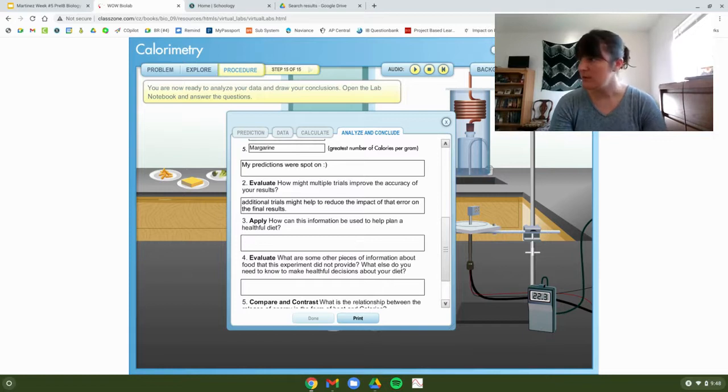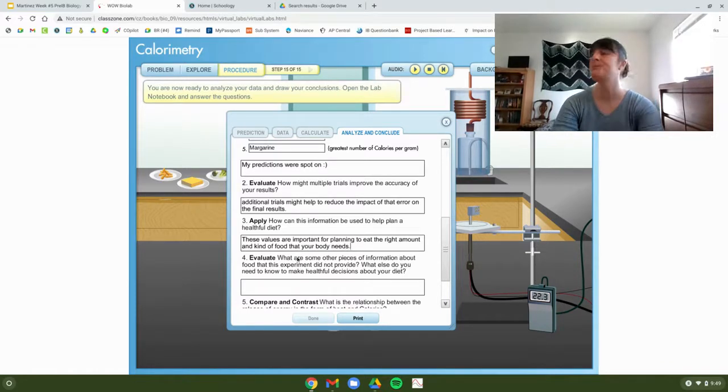Apply. How can this information be used to help plan a healthful diet? Well, I know I need a certain amount of calories, and this tells me how we figure out how many calories there are. So this info tells me how we know what's on the nutrition label. These values are important for planning to eat the right amount and kind of food that your body needs.